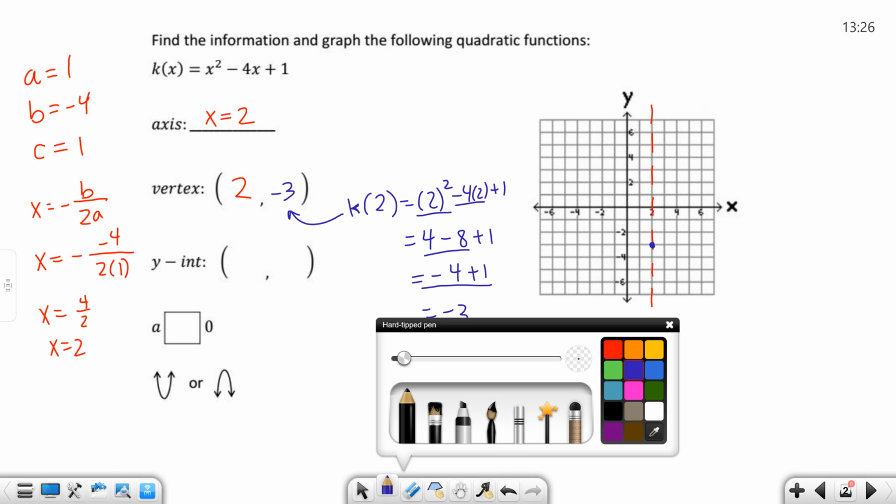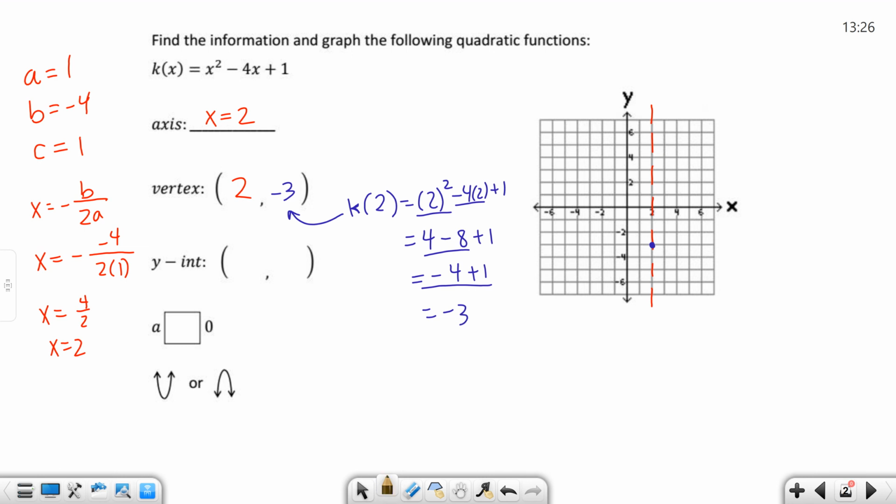So what about the y-intercept? Well, let's just keep going here. The y-intercept is: let x equal 0. When it's in this form, if you recall, it is (0, c). We know c is 1. You could also plug it in: 0 squared minus 4 times 0 plus 1. You get 0 minus 0 plus 1, right? You get 1. So you could do all that work, but it's (0, c) when it's in this form. So (0, 1) is the y-intercept. There it is, on the y-axis at 1.